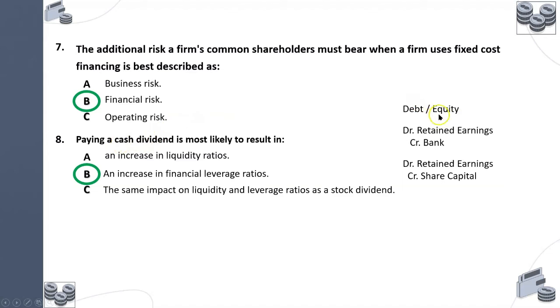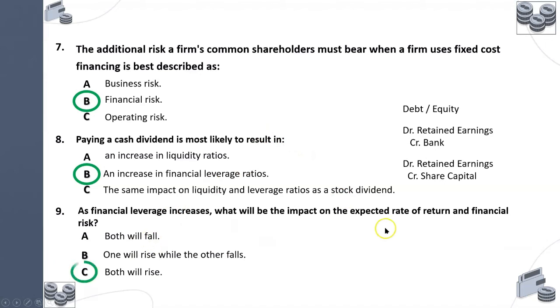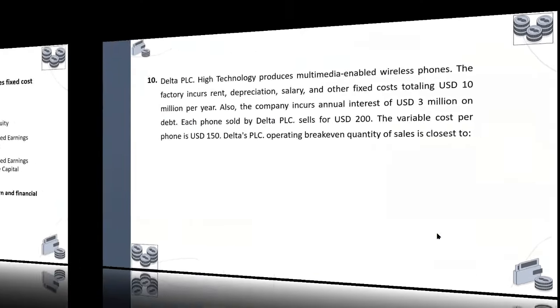Number 9, as financial leverage increases, what will be the impact on expected rate of return and financial risk? I think we answered this before in the discussion. The financial risk will increase definitely, because you have more fixed financing cost. And what is the impact on the return? If I have higher risk, I should also expect higher return. Both will fall? No. One will rise while the other falls? No. So both will rise, because if I'm increasing the risk, I should expect more return to compensate for this risk. Let us move to question number 10.